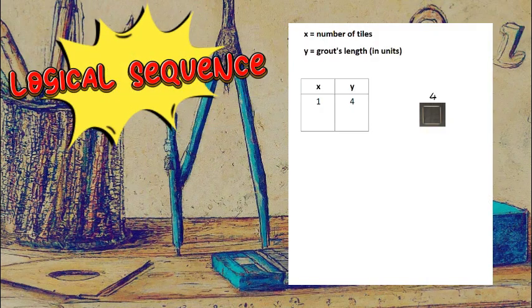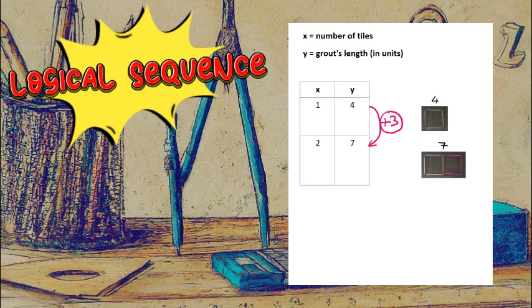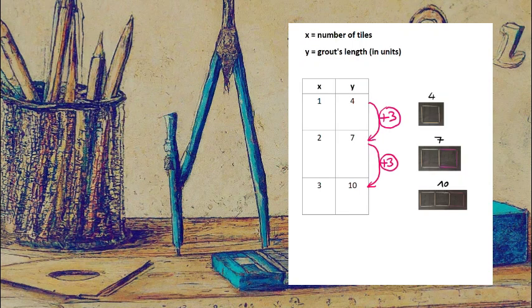Now we represent a table with x the number of tiles and y the total length of grout, that is the number of units of grout's length, in relation to x. In the case of one tile, 4 units of grout are needed. For 2 tiles, 3 other units of grout are added, so we obtain in total 7 units. Similarly, we can go on adding 3 other units of grout as one tile is added. So, for 3 tiles, we obtain in total 10 units.